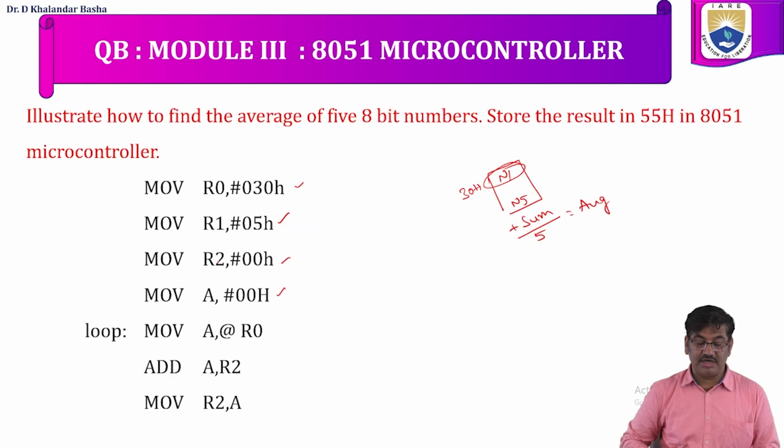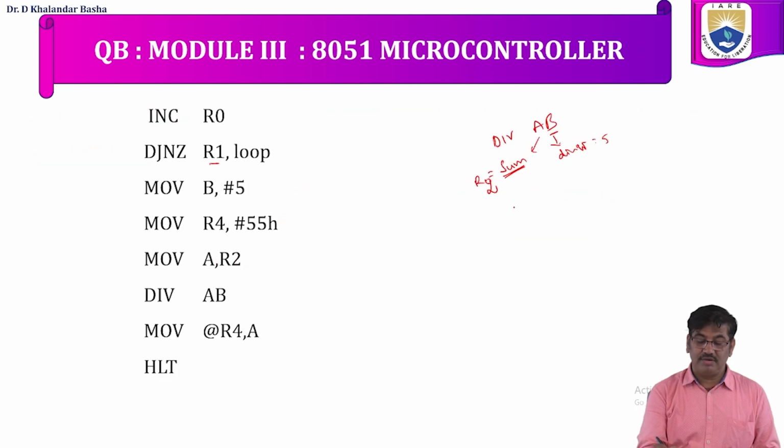The result is in the R2 register, so R2 contents will be stored into the accumulator. For that, MOV A, R2. The result we have to store in the 55H location. So MOV R4, #55H. Then we go for DIV AB. This is the instruction for division of A by B. Then the quotient will be in the accumulator, and that will be loaded into the target location, that is 55H.